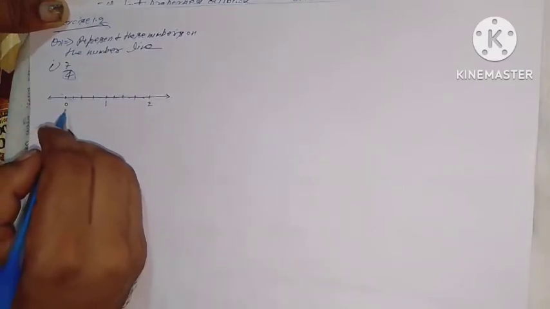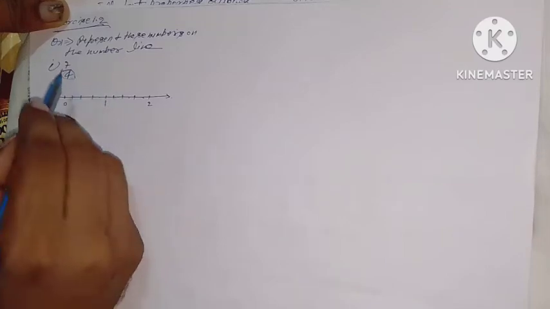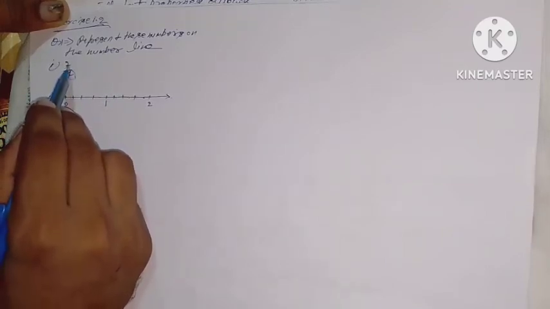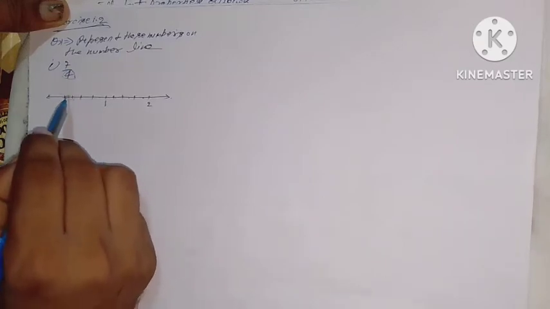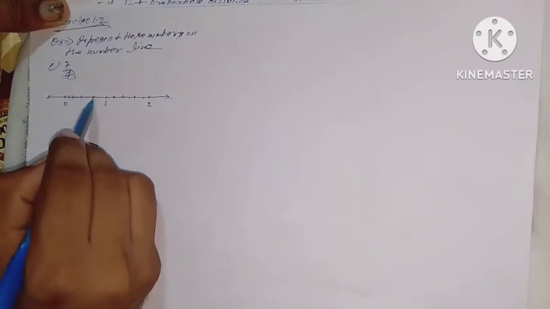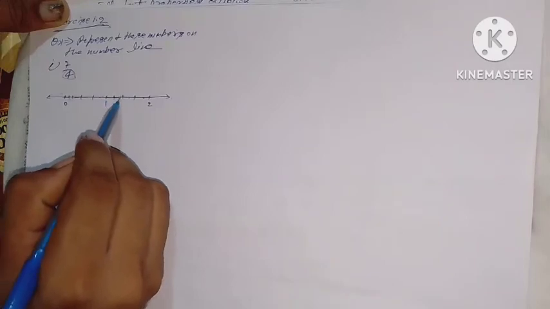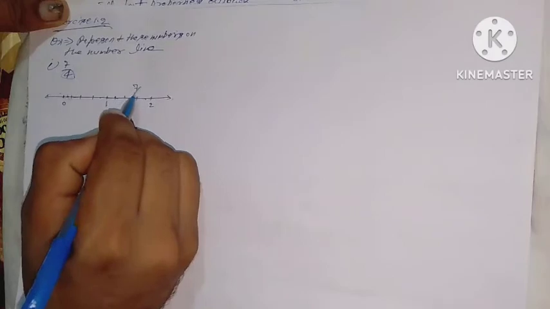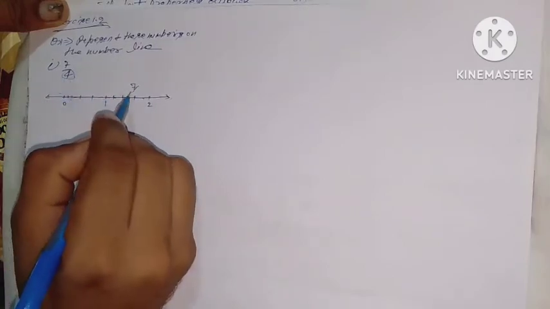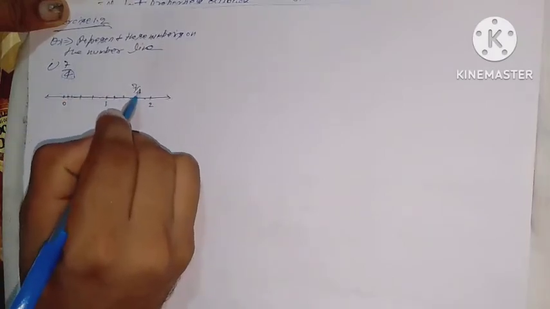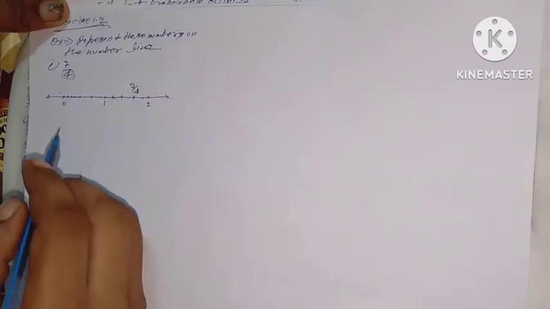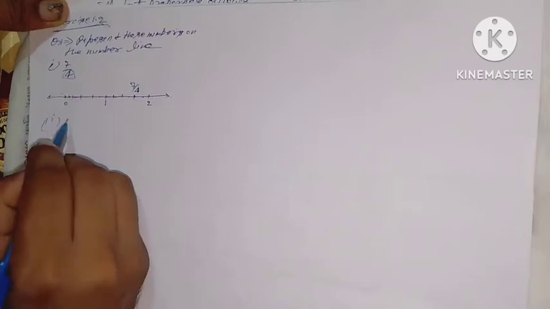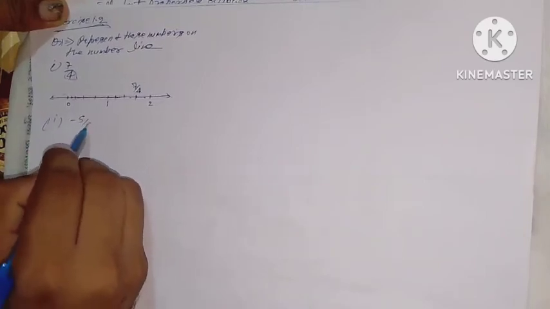We will draw the rational number 7 upon 4 on the number line by counting 7 parts from the 0. 1 part, 2 parts, 3 parts, 4 parts, 5 parts, 6 parts, 7 parts. The denominator is 4. 7 upon 4 is represented here. And the second question: minus 5 by 6.